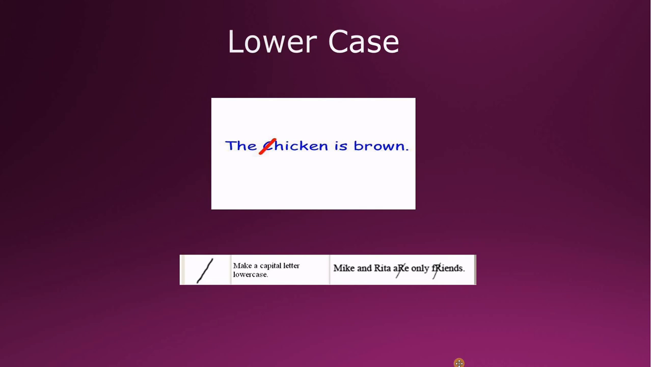Mike and Rita are only friends. Since when do we capitalize an R in the middle of a word? A letter in the middle is not supposed to be capitalized like that. It looks very awkward. The same thing applies for friends. You would need to put the backslash symbol on the R in friends because R is not supposed to be capitalized.